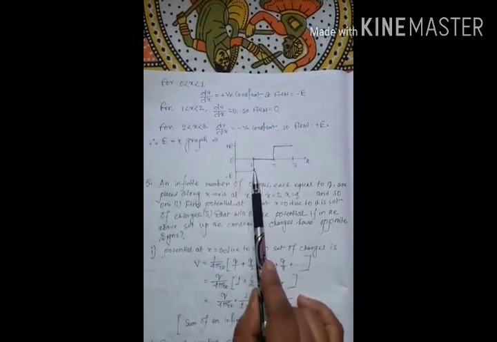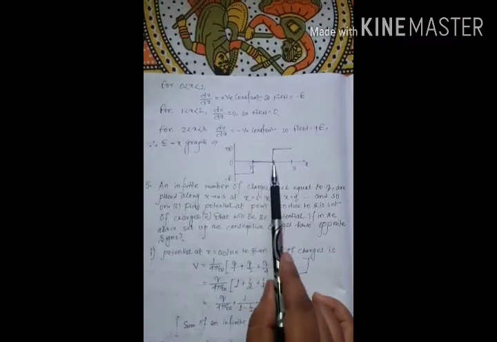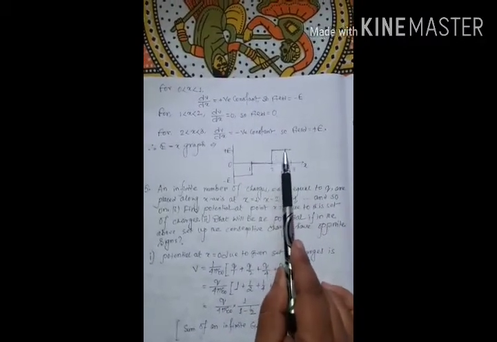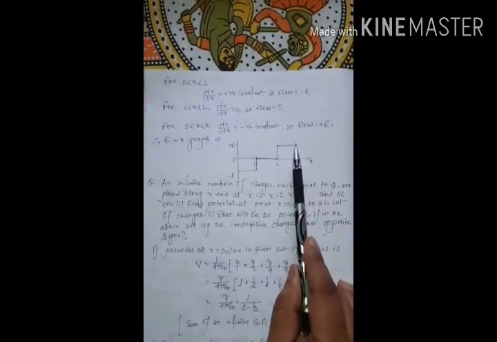Now if we plot a graph between E and x, the graph looks like this. From 0 to 1, electric field is negative with constant magnitude. From 1 to 2, the electric field is 0, and from 2 to 3, the electric field is positive with constant magnitude. Clear? Now see the next problem.